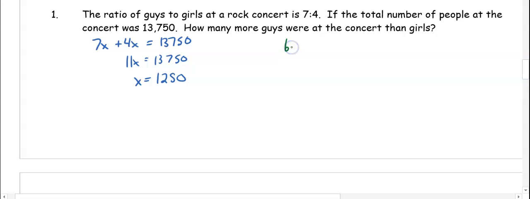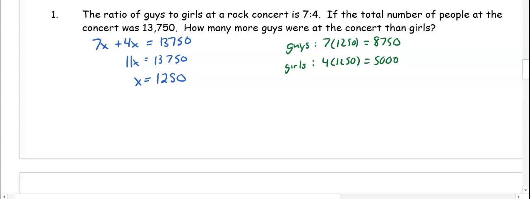So if we want to find guys to girls, our guys is going to be 7 times 1,250, which is 8,750. And our girls is going to be 4 times 1,250, which is 5,000. So when we subtract those numbers, we get 3,750 more guys.